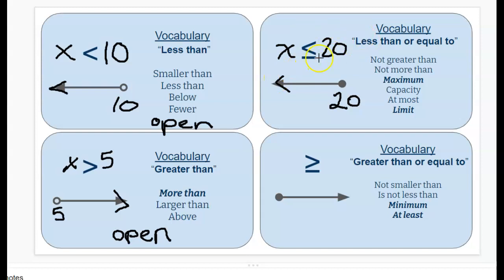So that's what the phrase less than or equal to means. If my dad gives me $20, then I can spend all 20 or less than 20. If you notice, we call this a closed dot because it's filled in. If it has that line under it, it's going to be a closed dot.